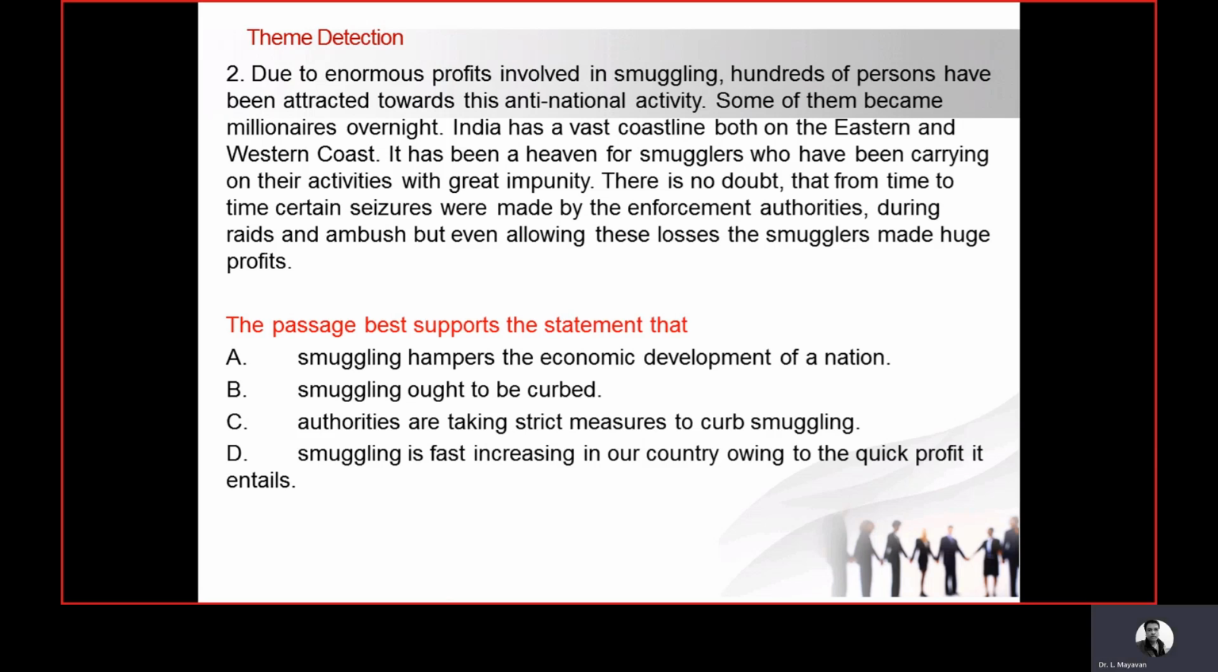Now this is about the enormous profits of smuggling. So the passage deals with the profits of smuggling. How does it increase?